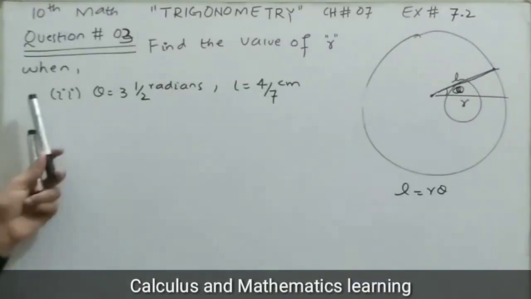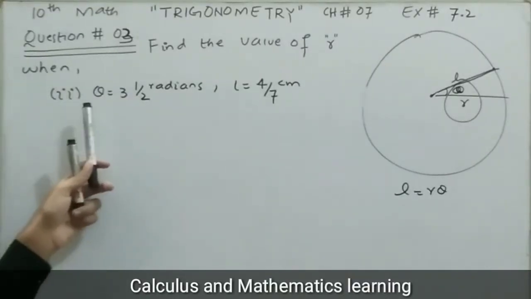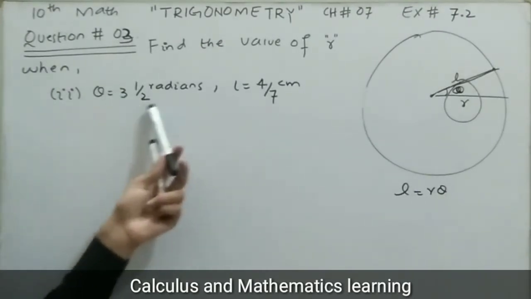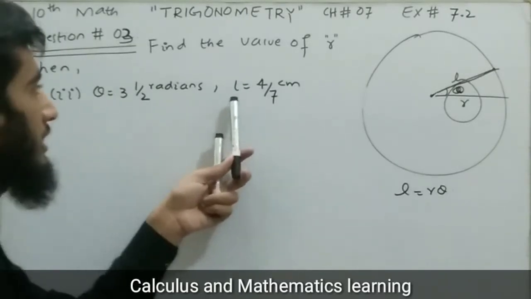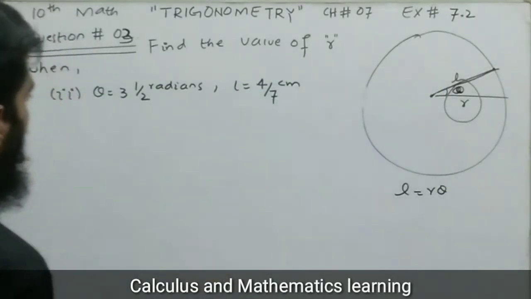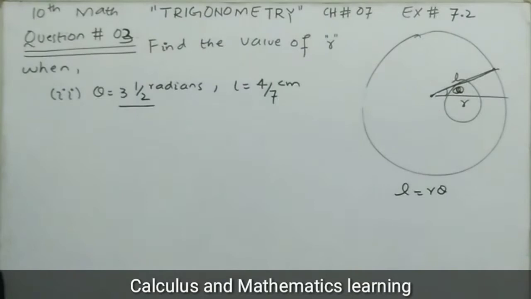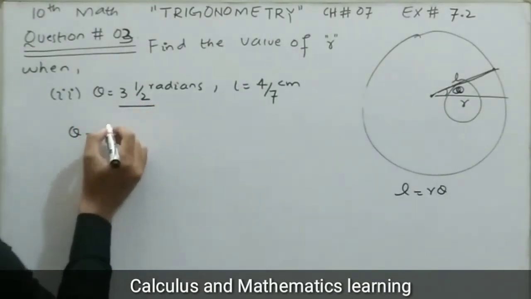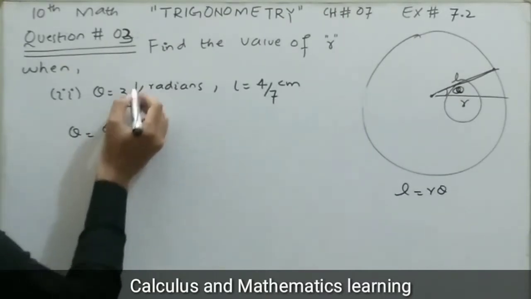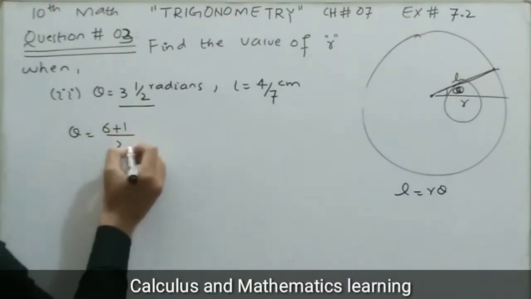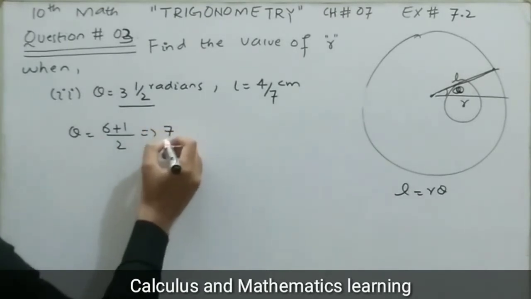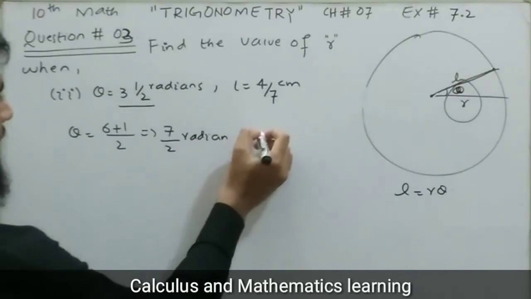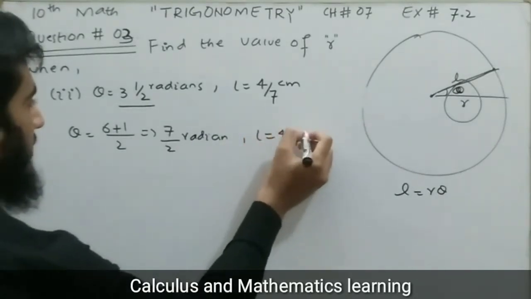Now move to the second part of question number 3, part number 2. Over here theta is given, which is equal to 3 and 1 over 2 radian. This is actually a mixed fraction. And the value of L is equal to 4 divided by 7 centimeter. First we convert this mixed fraction into a simple fraction. How can we convert it? Remember, this 2 will multiply with 3. It will give us 6, and add this 6 with 1 and divide by 2. So this will give us 6 plus 1, 7. 7 divided by 2 radian. This is our theta. And L is equal to 4 divided by 7 centimeter.